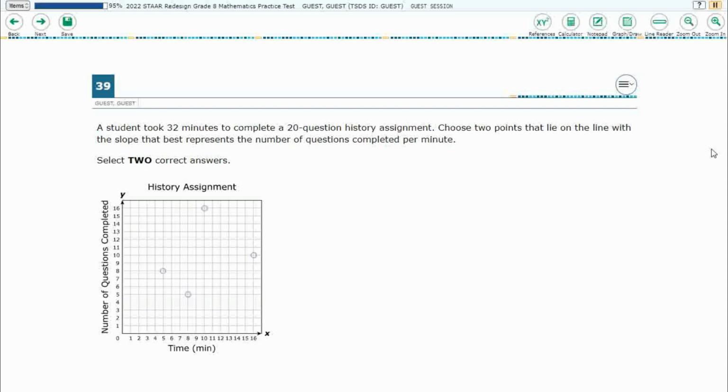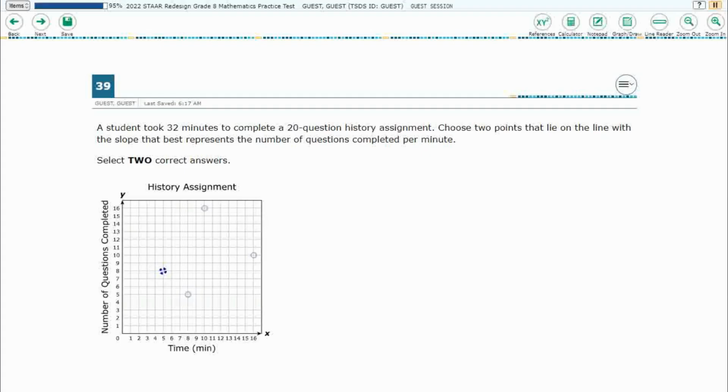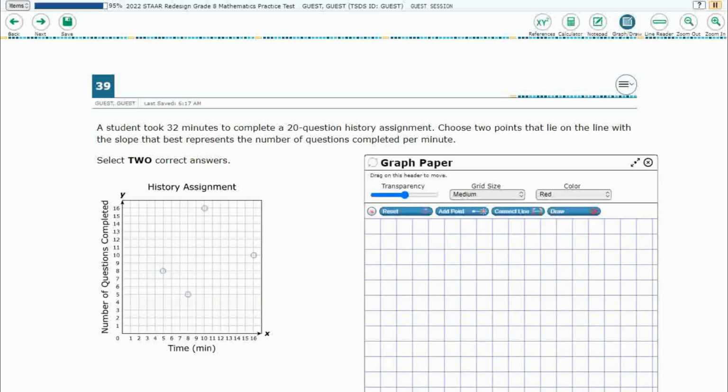So when we are looking at this particular problem, hotspot means we need to find two correct answers. And if you notice, we can select two, but we cannot select three. I'm trying to select that third one, and it's not an option. And if I only select one and then try to move on, it's going to say there is a problem. So let's see if we can figure out how to solve this particular problem.